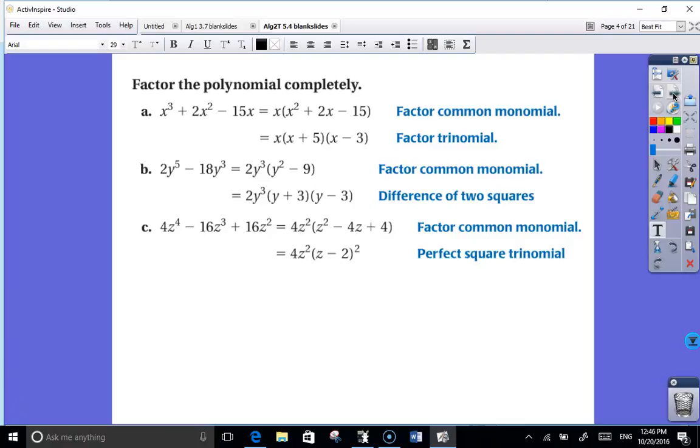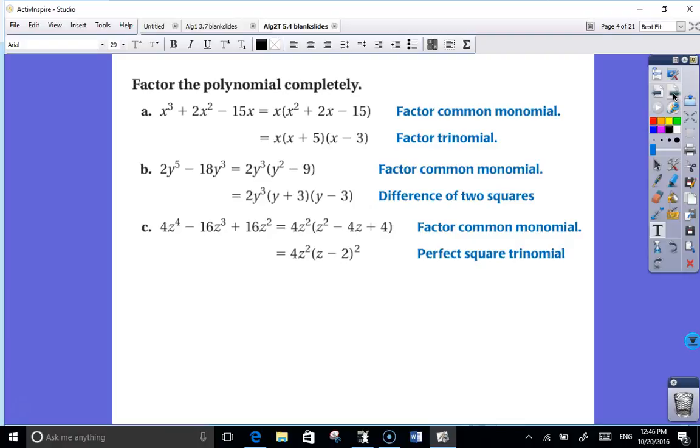Okay, look at the next one. It's a 5th degree polynomial. Who would have thought we could factor a 5th degree polynomial? Well, if you notice, each term has got a y to the third in it. When you factor that out, you're left with a quadratic. In fact, you're left with a difference of squares. So first you take out the greatest common factor, then you do the difference of squares.